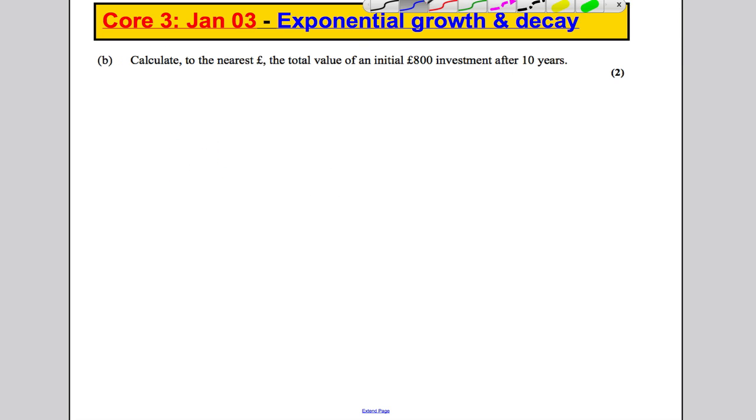You're asked to calculate to the nearest pound the value of an investment of £800 after 10 years. Well, in the previous part we're told that if you invest £1 initial investment, then after x years you would have y equal to 1.04 to the power of x. And that's if you invest £1. So you can think of this amount here as being for each pound.